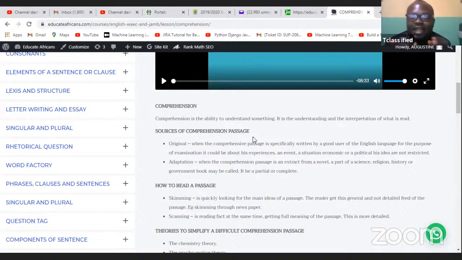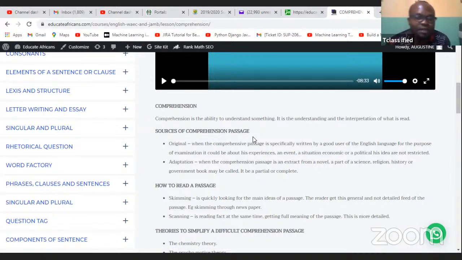Adaptation is when your examiner writes a comprehension, but he did not write it from his head based on events that are happening. He went and took part of a novel, part of a textbook, part of a religious book, part of a history book, part of a government book. So when you write comprehension based on what has been written already, we call it adaptation. When you extract what is already in a novel, then you call it adapted comprehension.